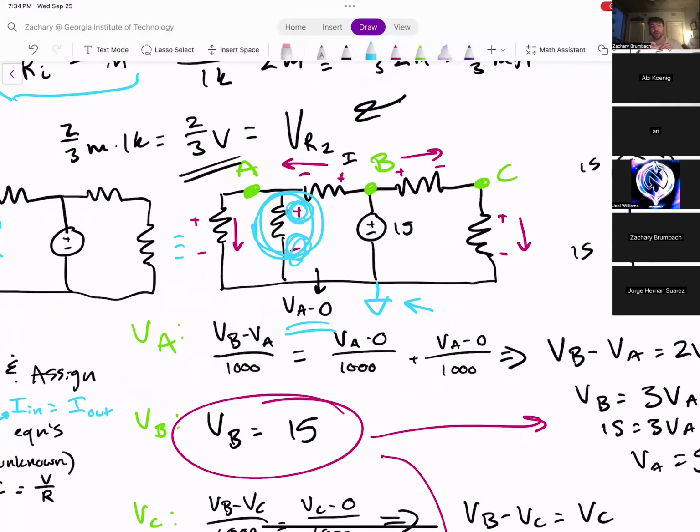So since we assigned the ground node at the bottom, it makes our life a little easier. If we were looking for the voltage across this, and that's what we were solving for to superimpose, the voltage across it, so VR4 from our voltage would be VB minus VC. Okay. Okay, I think I see what you mean by plus minus now.